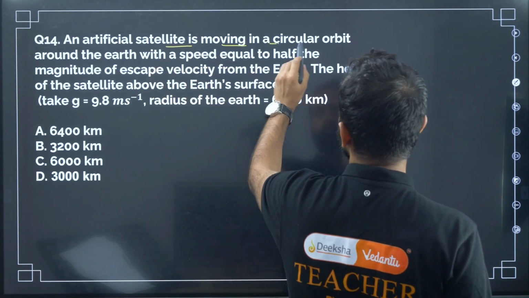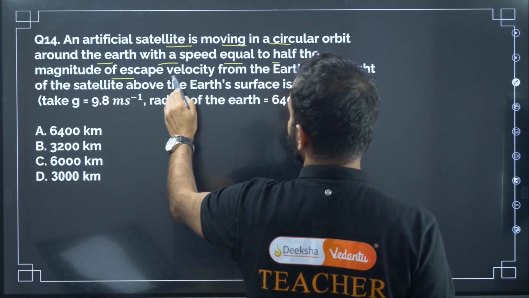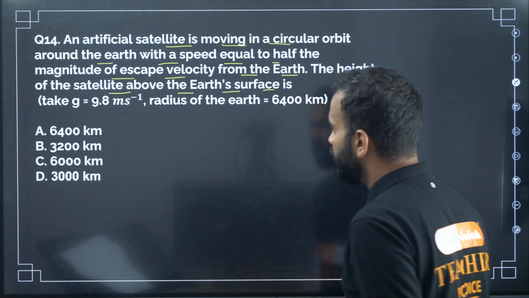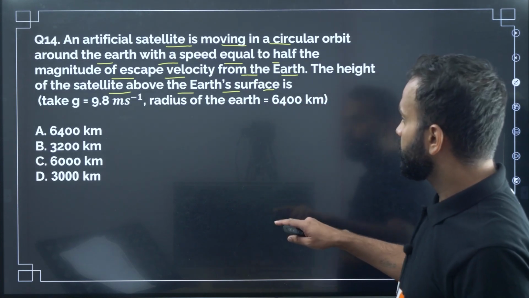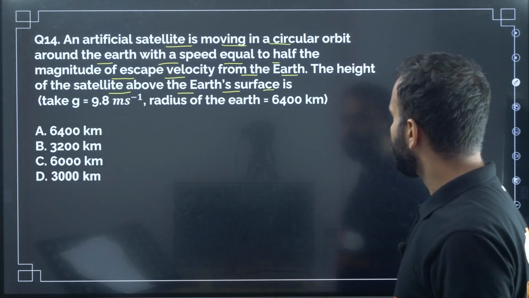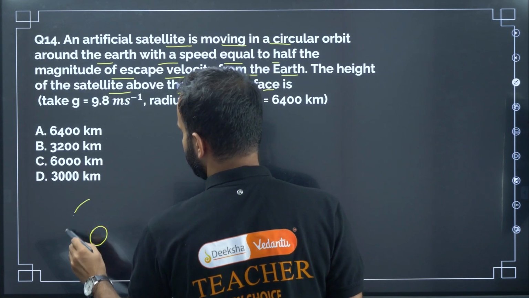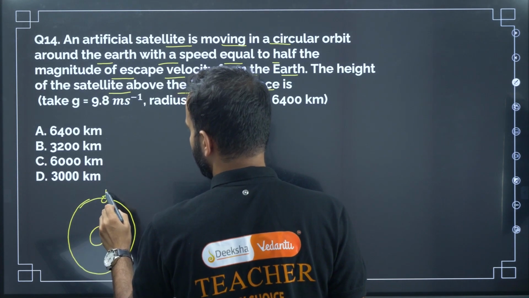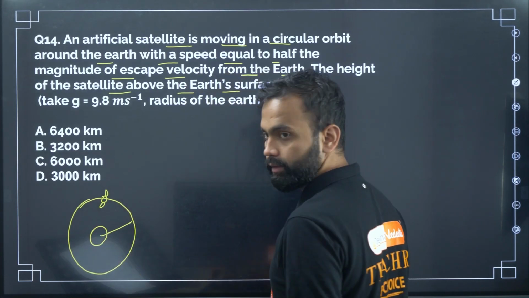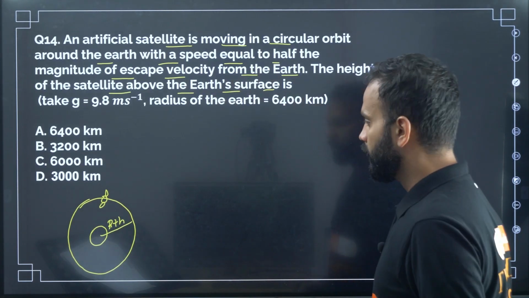An artificial satellite is moving in a circular orbit around the Earth with a speed equal to half the magnitude of escape velocity from the Earth. The height of the satellite above the Earth's surface is. Okay, we need to find height of the satellite above the Earth's surface. Here g is 9.8 meter per second squared. Radius of the Earth is 6400 kilometer, right? So here this is the planet, and the artificial satellite is moving around this planet. The radius of the orbit is R plus h. So we need to find the value of h, right?